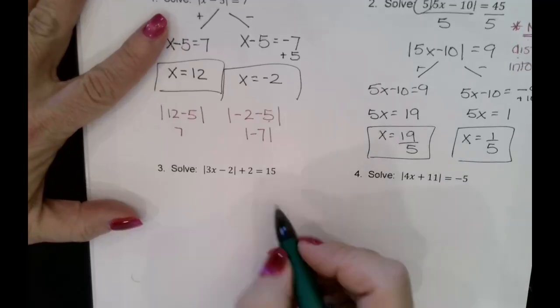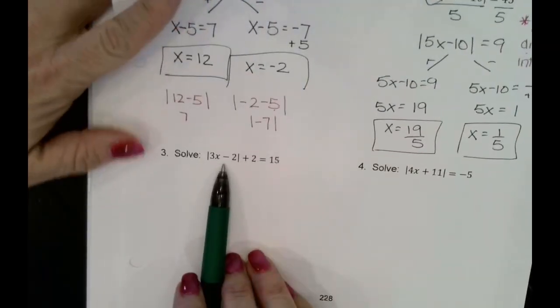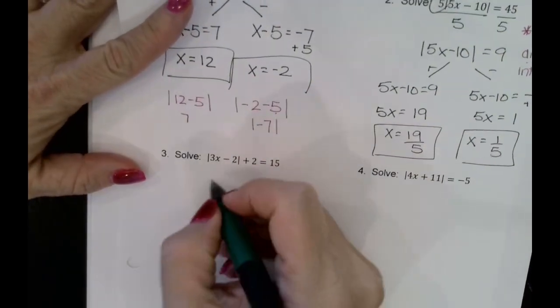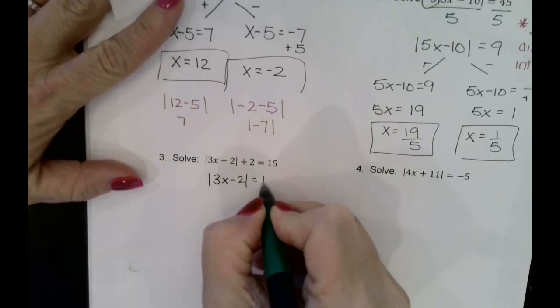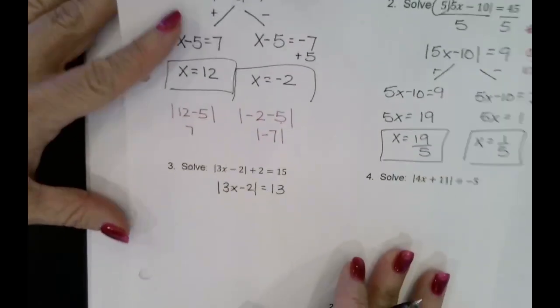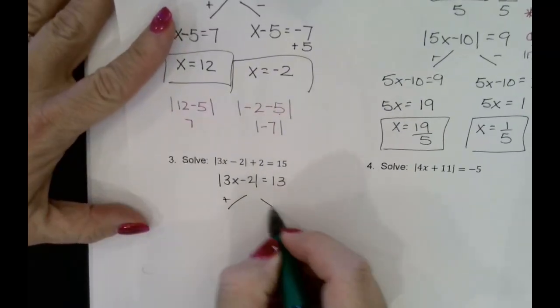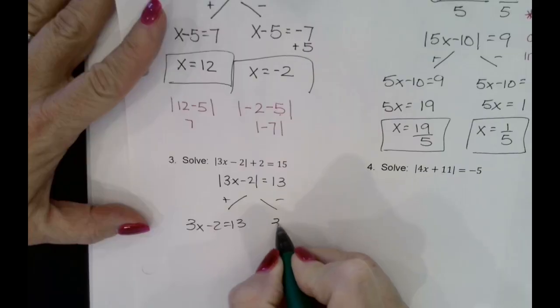Let's look at this one. So this is on the outside. Up here, this was not isolated. I had to divide by 5. This is not isolated. I have to subtract by 2. So my isolated equation is 3x minus 2, and this is going to equal 13. Okay, so now I have a positive and I have a negative.